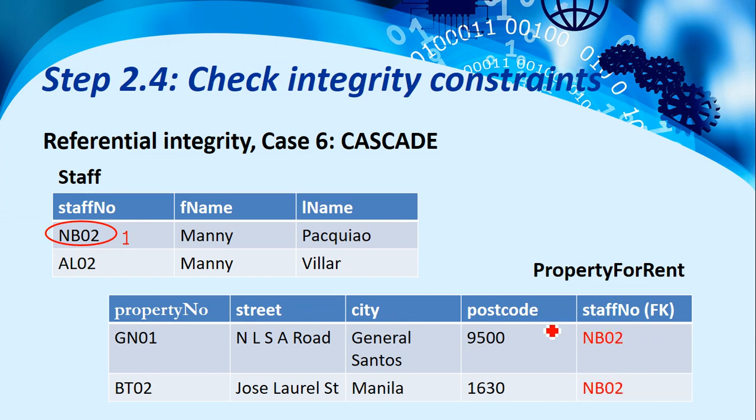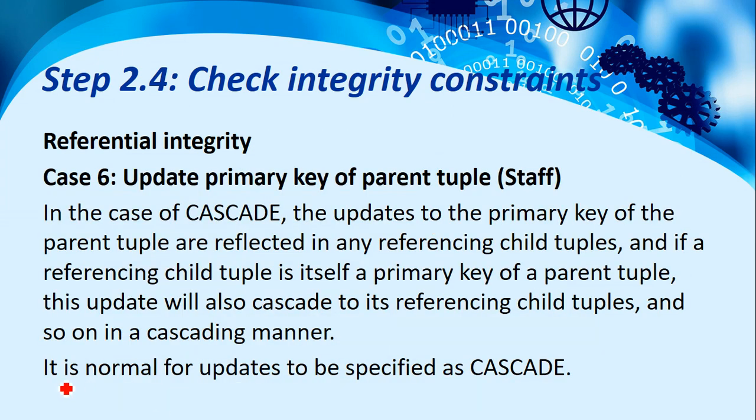So that's it. Okay? And also noting that it is normal for updates to be specified as cascade. That is why in most cases you're going to implement referential integrity on update. Usually the majority of that is cascade. It just depends on your reason why you would not use the cascade strategy.